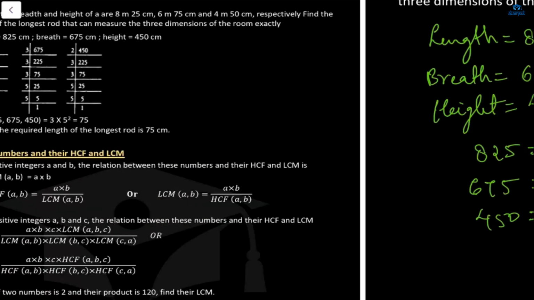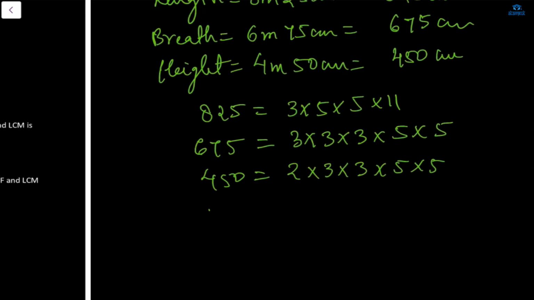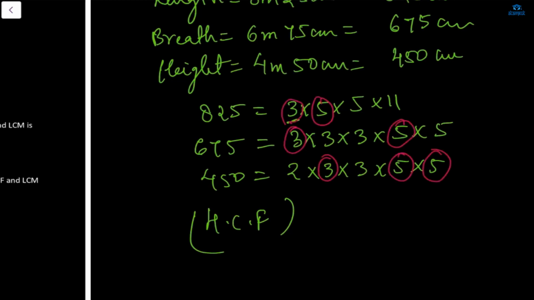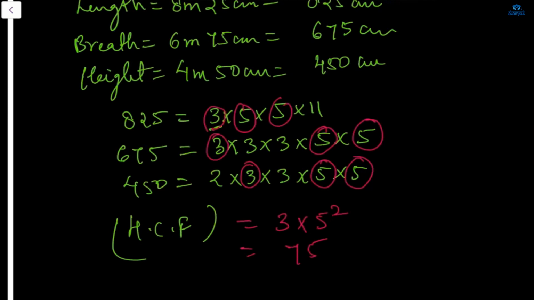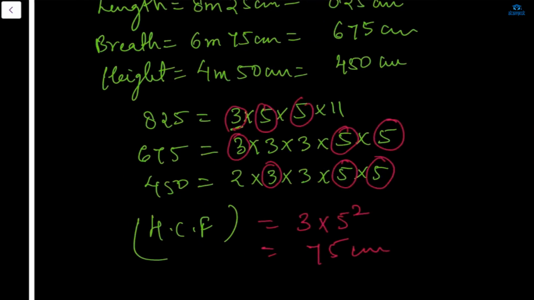Fine. HCF. So HCF will be what? 3, 3 is in all. 5, 5, 5, 5, 5, 5. So it will be 3 into 5 square. 5 square is 25. 75 is the answer. 75 centimeters. Okay, so I think you understood this about HCF.